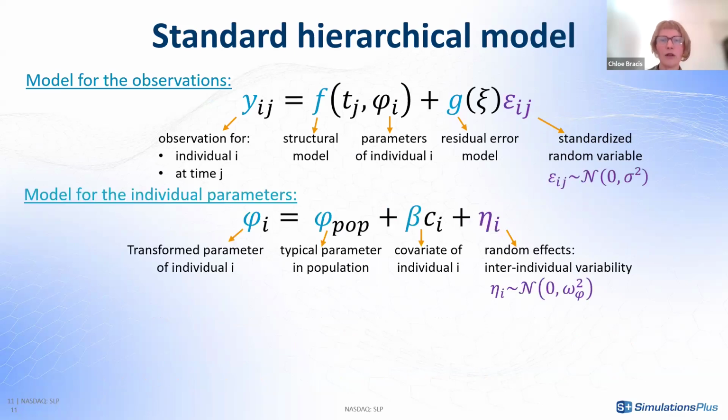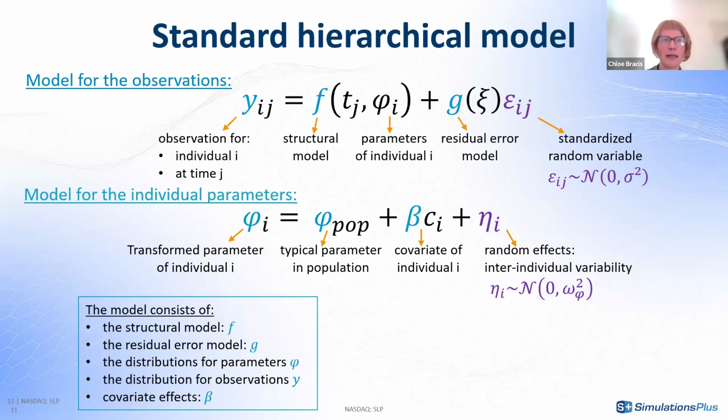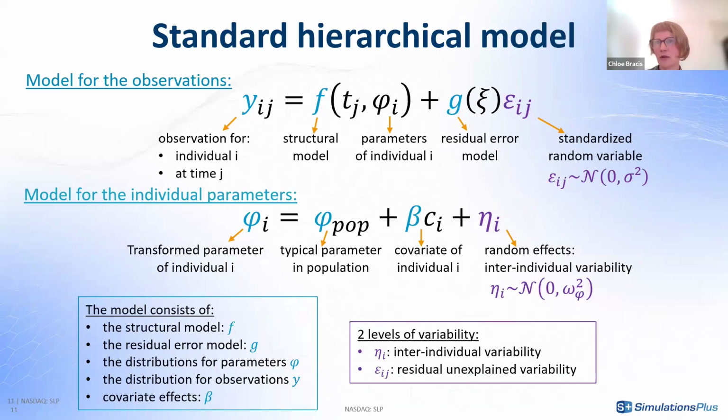If we look at our model for the individual parameters, for each parameter for each individual, we have the typical parameter that we're estimating for the whole population. We have any covariates that we're including in our model, that are going to be differing per individual. And then we have random effects for our inter-individual variability, or basically how much our individuals differ from that typical population parameter value. So with this model, we basically have the components of the structural model, the residual error model, and then we have distributions for our parameters, distributions for our observations, and the covariate effects. We have 2 levels of variability, the inter-individual variability and the residual variability.